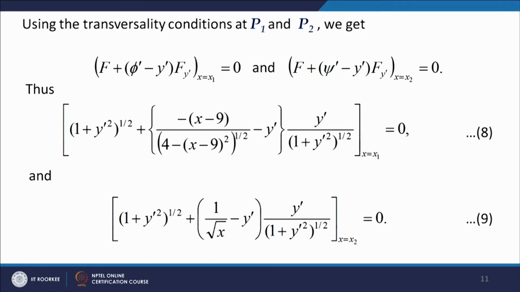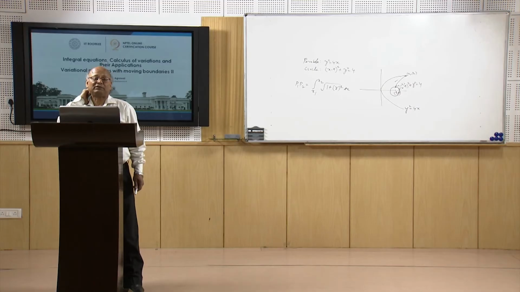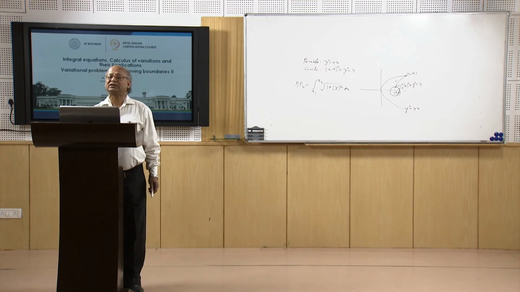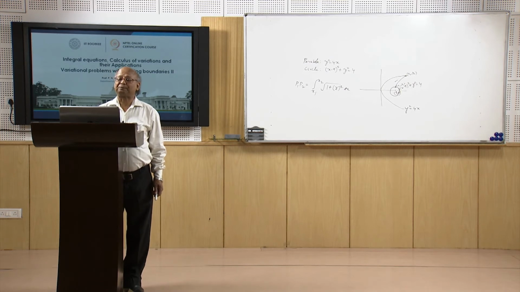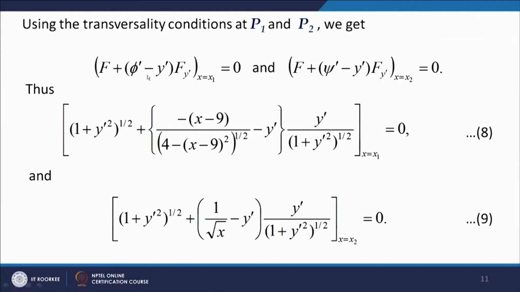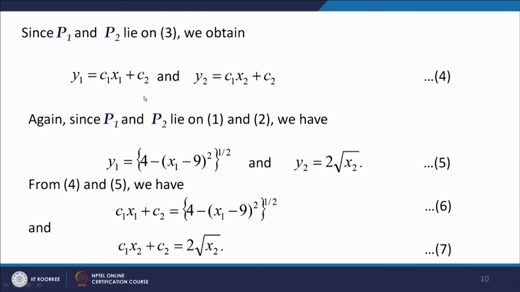Now since P1 and P2 are both moving, we will have to use the transversality conditions at P1 and P2 for the curve y = phi(x) and for the curve y = psi(x). The transversality condition at the point P1 will be [f + (phi' - y') f_y'] at x = x1 equal to 0, and the transversality condition at the point P2 will be [f + (psi' - y') f_y'] at x = x2 equal to 0. Now f is under root (1 + y'^2), so (1 + y'^2)^(1/2) plus phi'.